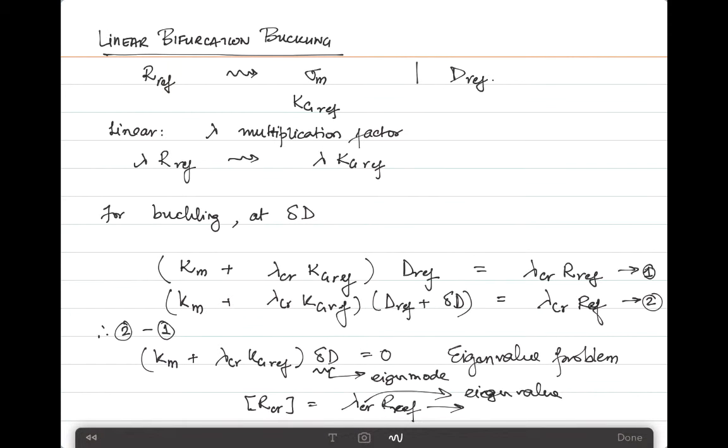Now because the magnitude is indeterminate, it's a linear buckling problem, we will only get a shape from the delta D, but not really an amplitude. For that you would have to apply the changes with respect to lambda critical. Now, the physical interpretation of this problem can also be seen in an opposite way.